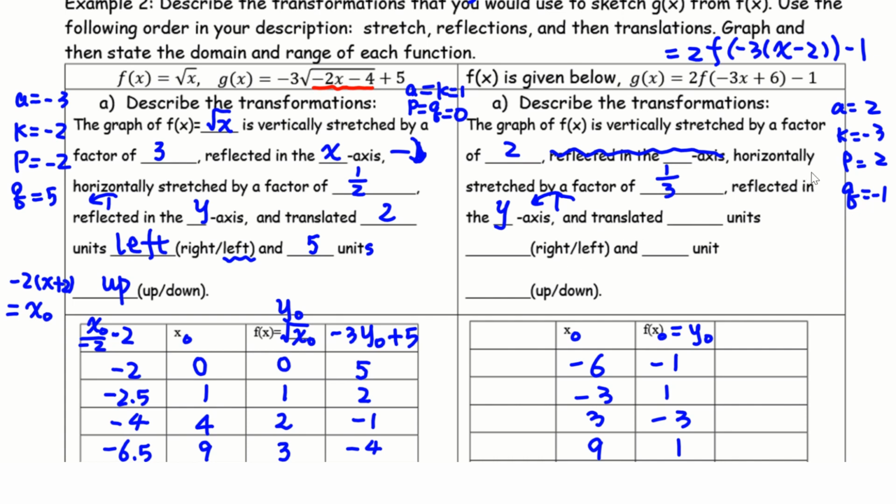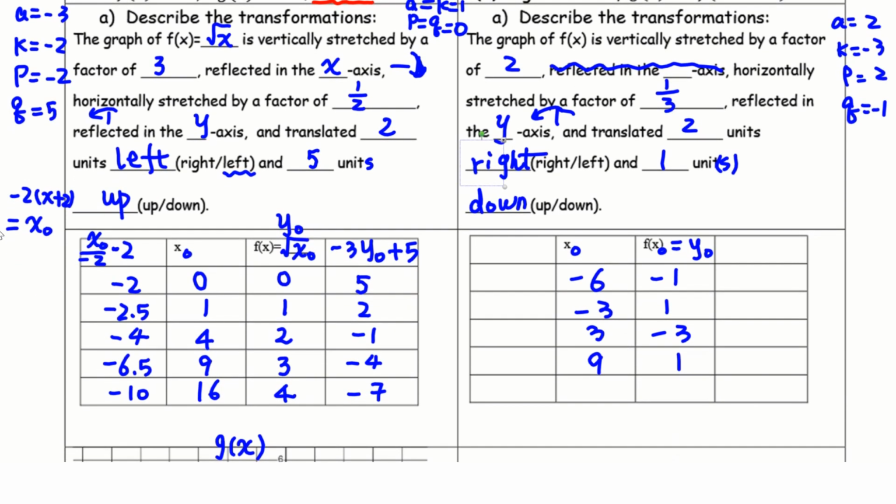So translated, P is positive, so it is right: 2 units right and 1 unit, negative is down. So this is the transformation. Then we are going to see this one is a times y0 plus q. So a is 2, so 2 times y0 minus 1. This is x over k plus p. So for this one, x divided by negative 3, then plus 2.